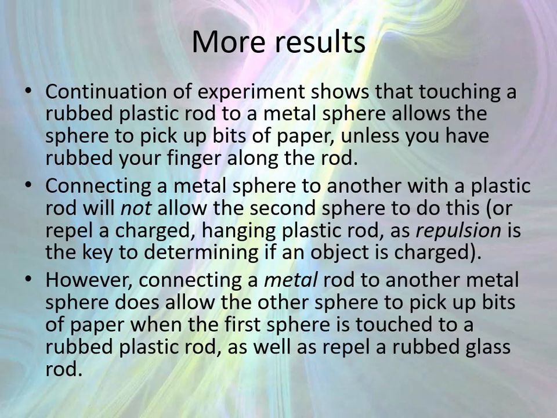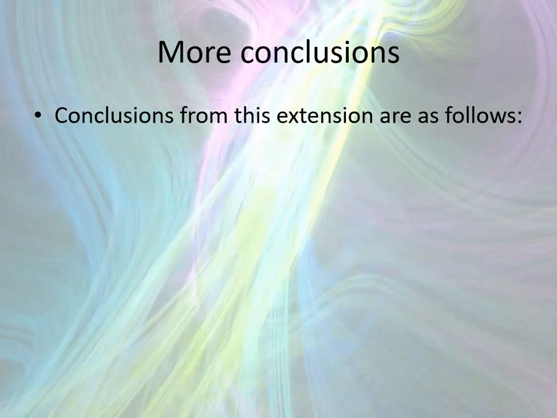So continuing the experiment shows that touching a rubbed plastic rod to a metal sphere allows the sphere itself to pick up bits of paper, unless you have rubbed your finger along the rod. And connecting a metal sphere to another with a plastic rod will not allow the second sphere to do this. But connecting a metal rod to another metal sphere does allow the other sphere to pick up bits of paper when the first sphere is touched to a plastic rod, as well as repel a rubbed glass rod. So apparently charge can be shared in certain types of situations.